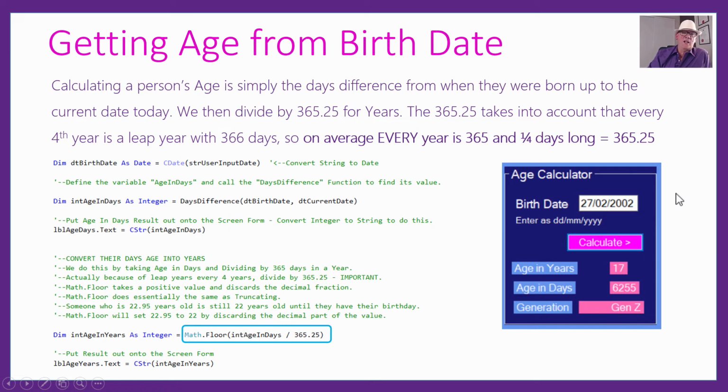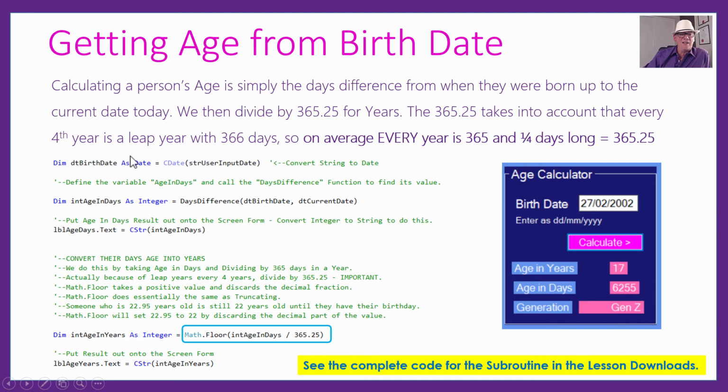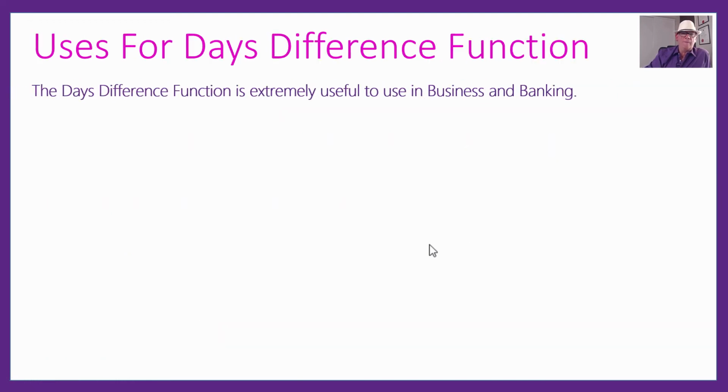So yeah, it should be easy to get that working pretty quickly. Just calling that same days difference function, but passing into it the birth date and the current date today. But see the complete code in the downloads for that.